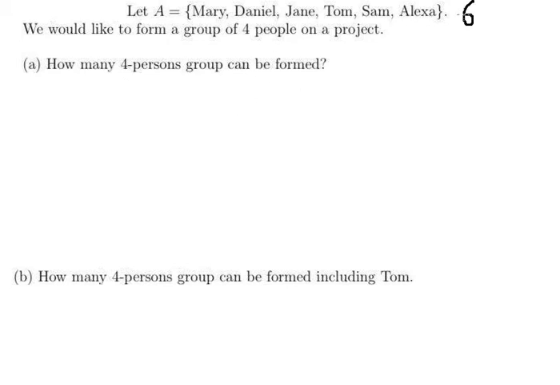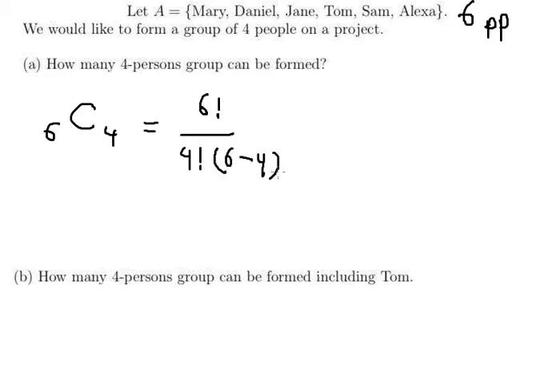So we have 6 people. We select 4 out of 6, so we can use combination, choosing 4 out of 6. We calculate this number: 6 factorial over 4 factorial multiplied by (6 minus 4) factorial. When we calculate, you get 15. There are 15 ways to create a group of 4 persons.